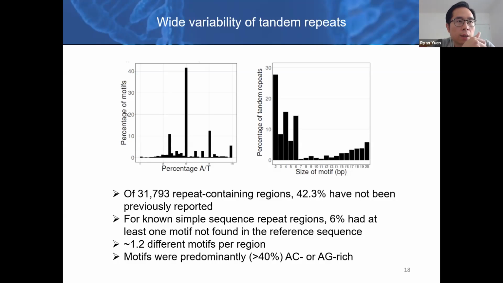So the overlap is any overlap. If the regions that we identified overlap any of the regions that were previously reported. Which means that around 15,000 of them have not been reported in those databases before.